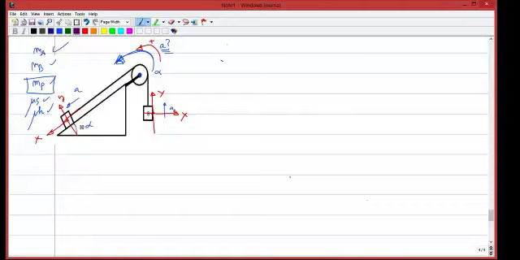Free body diagram. Again, let's review real fast. This is MAG. This is TA. This is NA. Object is going down, therefore this is mu K NA. All right. B, MBG. This is TB.